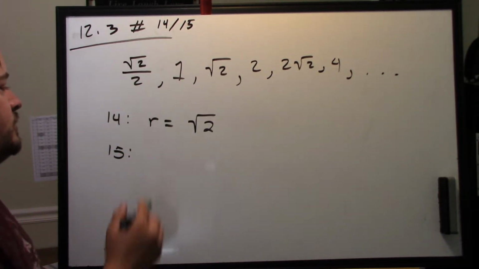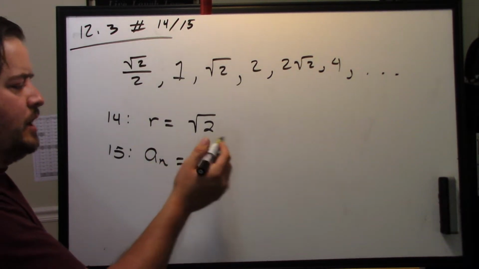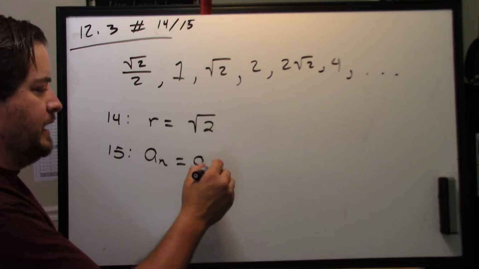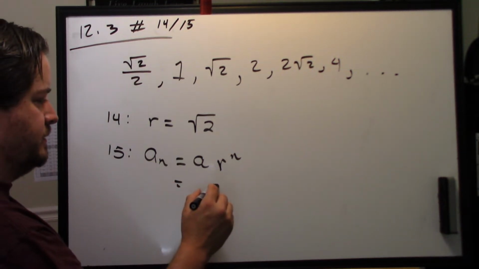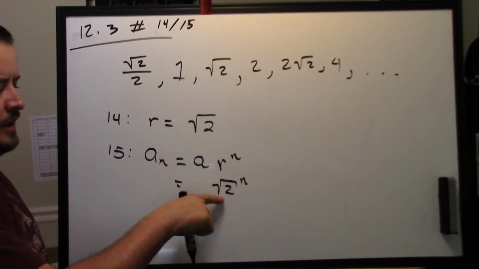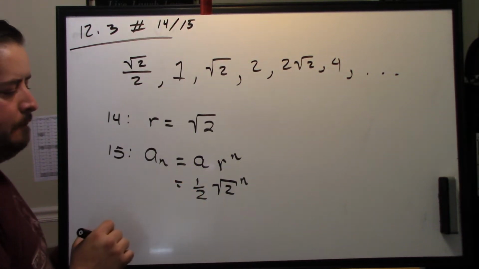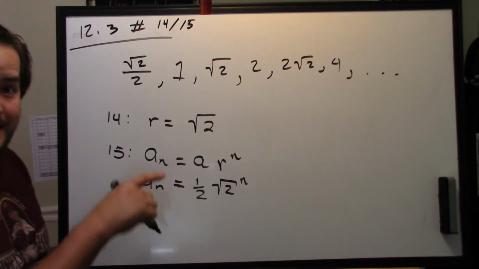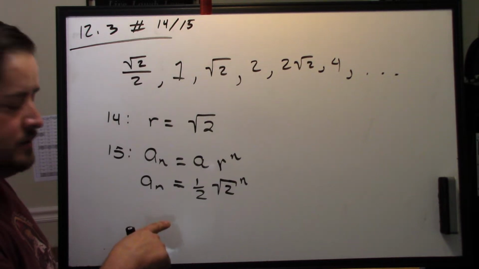15 is looking for that general term. We're looking for a_n, right? But a_n is always some constant number, whatever they call it, an A typically, times that R to the N. Right? I know R is root 2 here. And so I have to think what A will give me root 2 over 2, and that of course is 1/2, right? And so I can write this as 1/2 times root 2 to the N, and that is correct, but it's not an option in your homework selections, right?